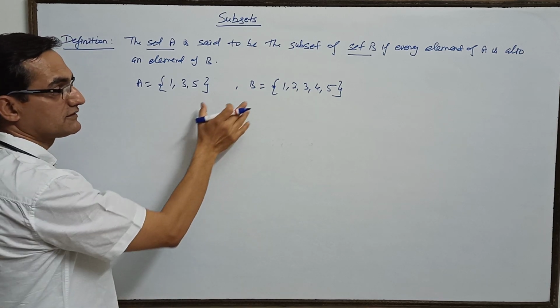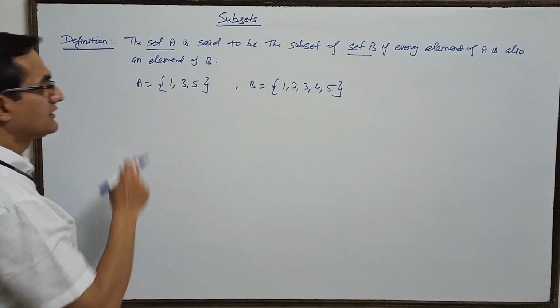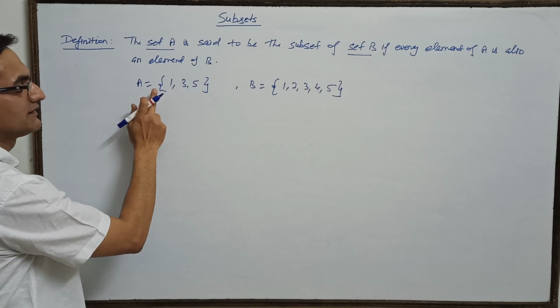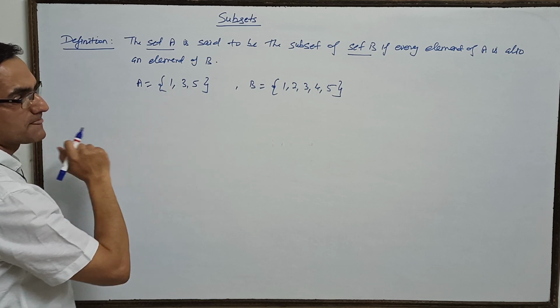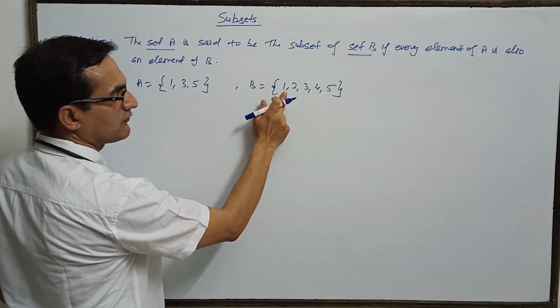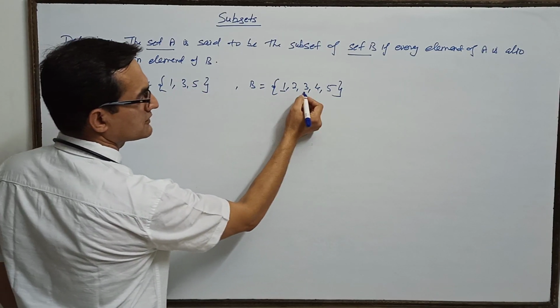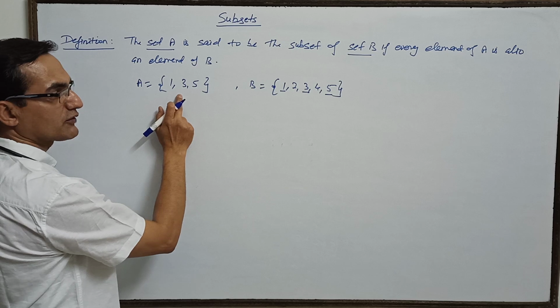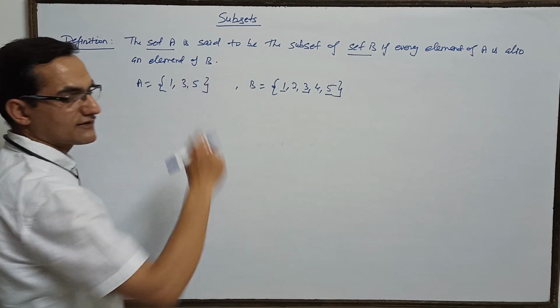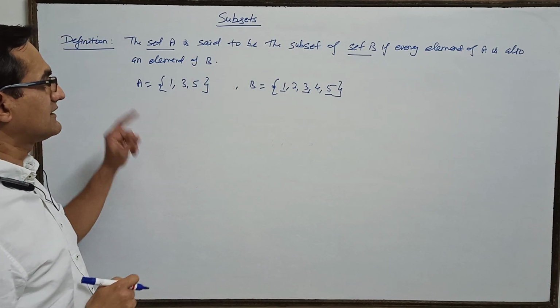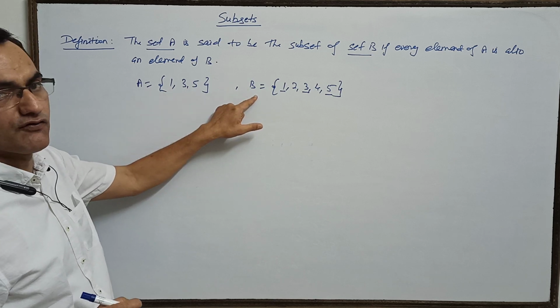Let's explain it with an example. Let's say A has elements 1, 3, 5 and B has elements 1, 2, 3, 4, 5. Now 1, 3, 5. All the elements of set A are contained in set B. Then we will say that A is a subset of B.